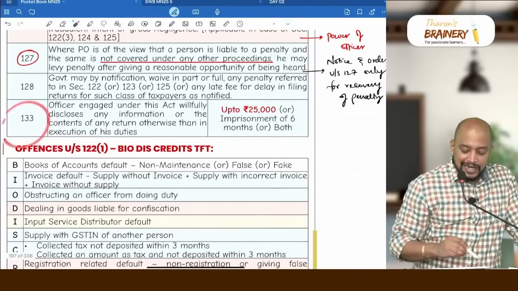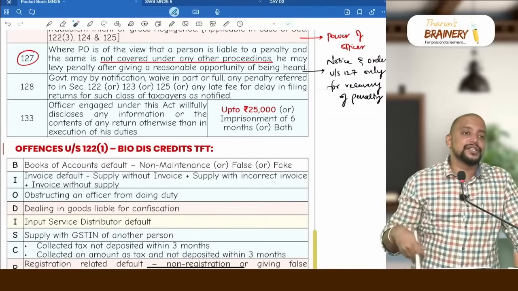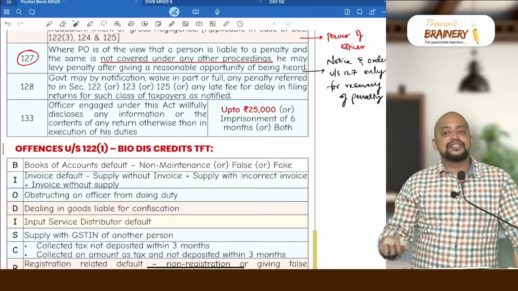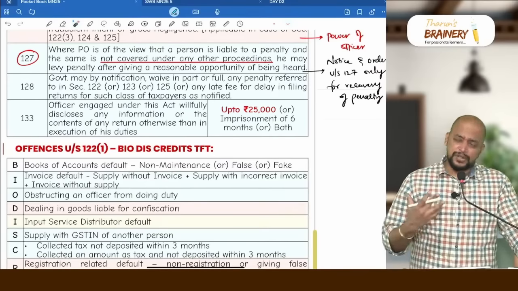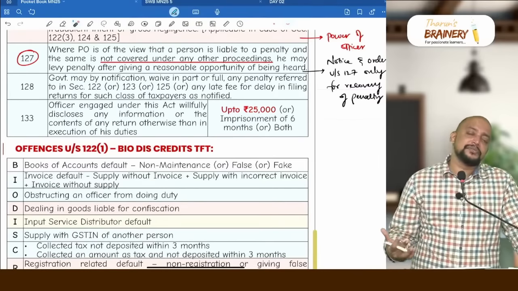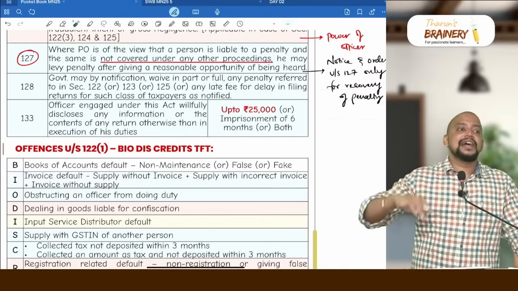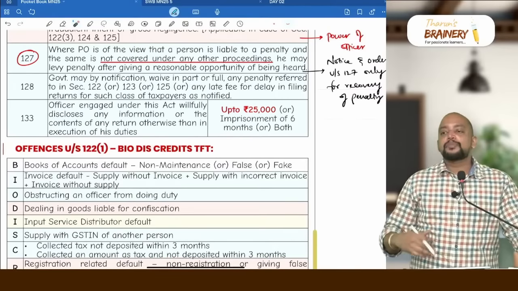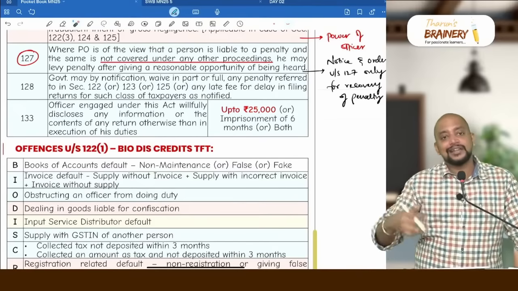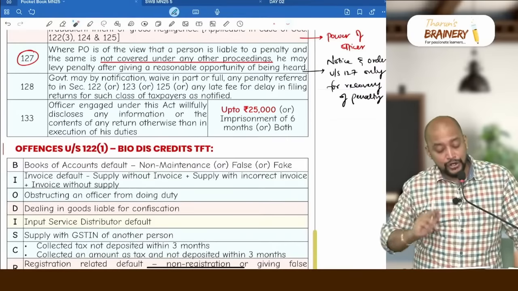Section 133, that is, an officer who is engaged under this Act willfully discloses the information about a taxpayer to any other person otherwise than in execution of duties. Because they will possess the taxpayer's returns information, and that returns information is sensitive data that should not be shared with anyone otherwise than in execution of duties, maybe for the purpose of preparing a notice or for the purpose of passing an order. Then they can share with any other officer or any other person, but otherwise they should not do that.